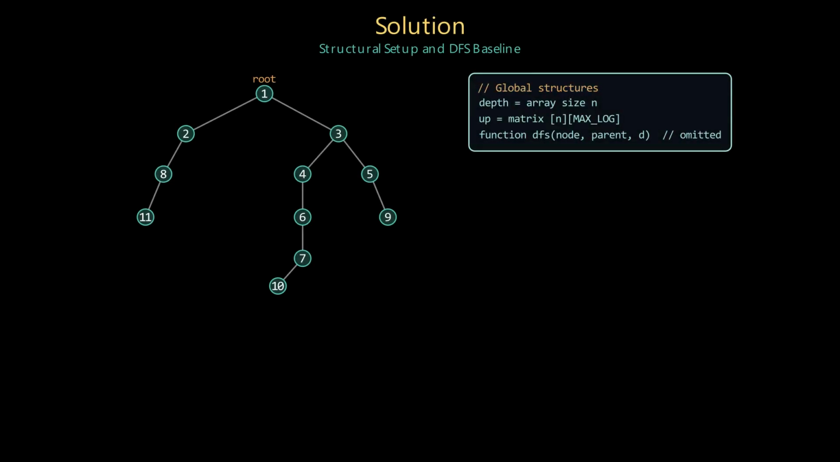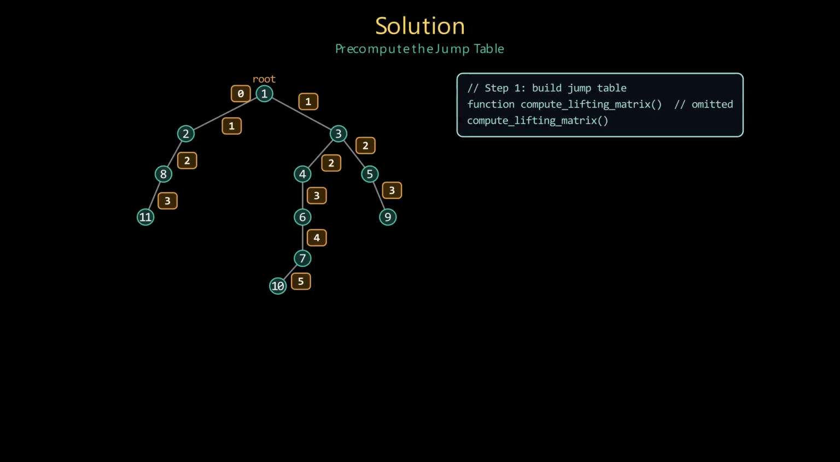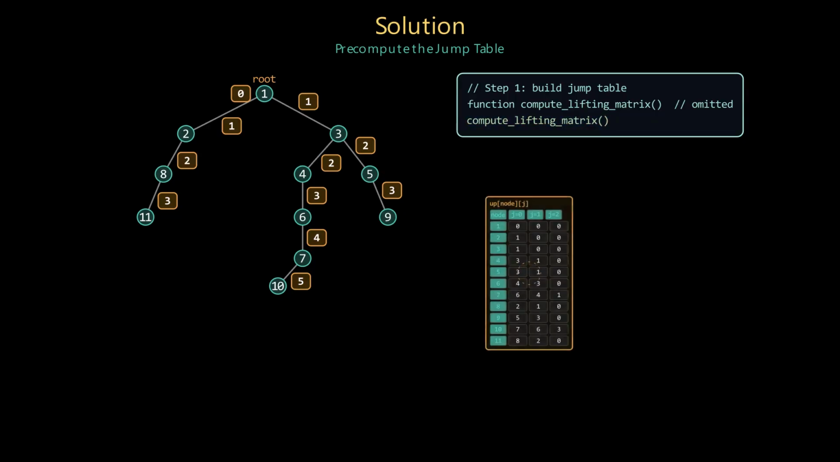We allocate a depth array and a jump table up[node][j]. A depth-first search from the root records every depth and the direct parent row. We treat that DFS as a known building block and do not rebuild it here. Next we preprocess the full jump table in one pass. Binary lifting fills the larger jumps behind the scenes, another black box we assume you already know.